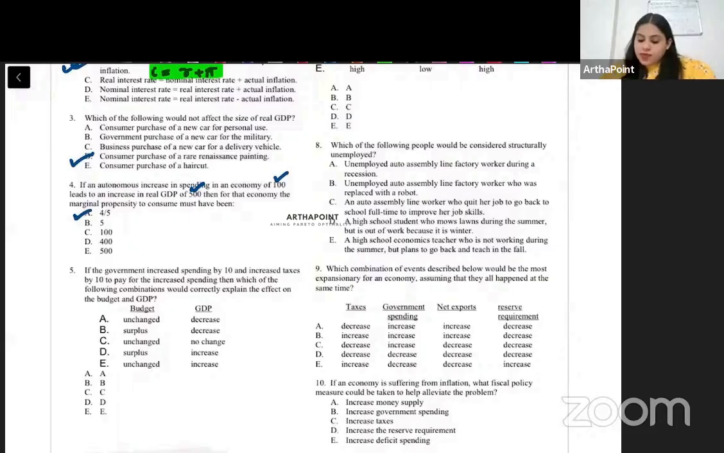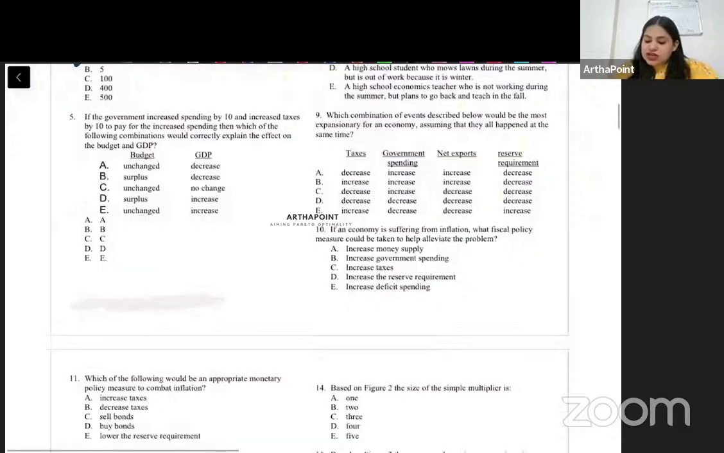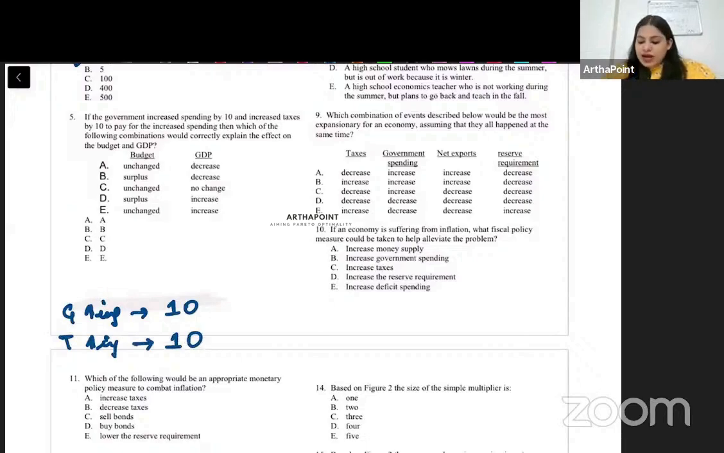Come to the next question. If the government increased spending by 100 and increased taxes by 10 to pay for the increased spending, then which of the following combinations would correctly explain the effect on budget and GDP? So beta, what is happening? G is increasing by 10 and T is also increasing by 10. G and T are both increasing by 10. So beta, if G and T increase by the same amount, it is called a balanced budget.